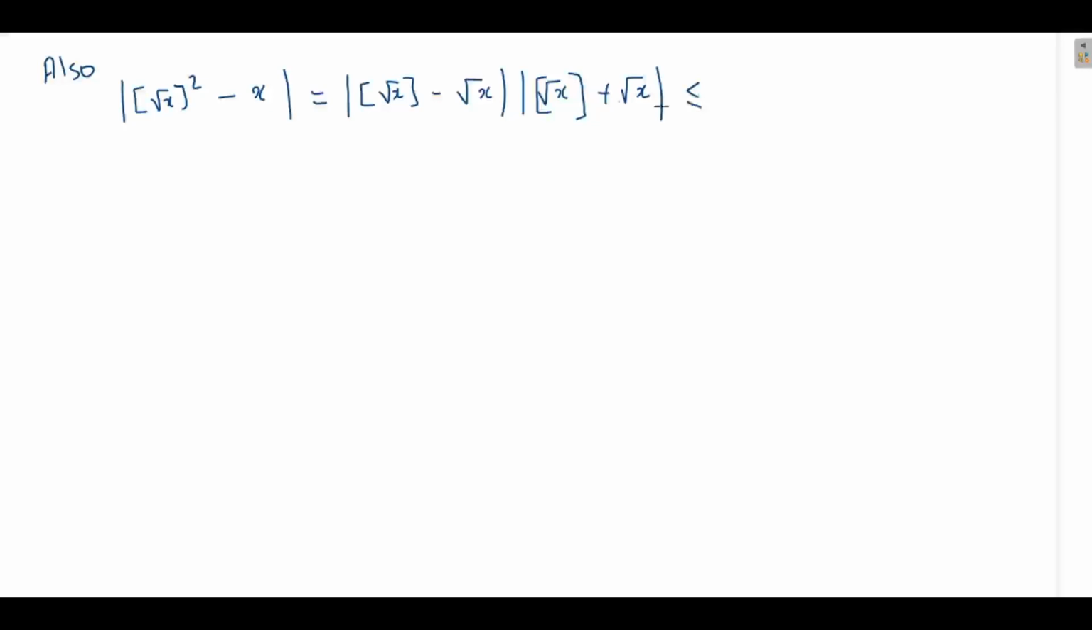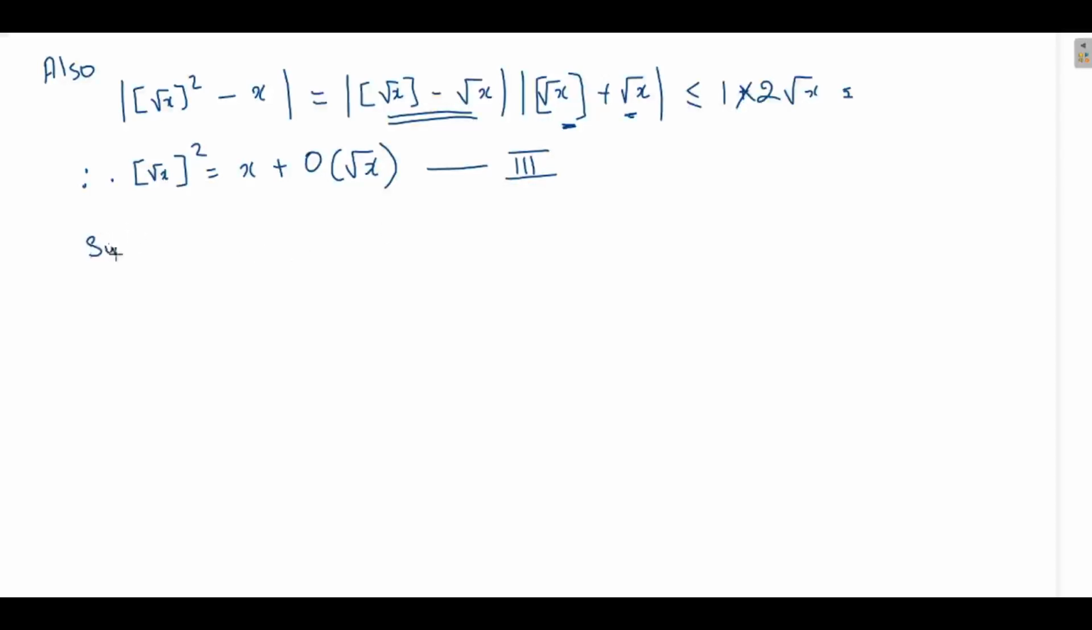Okay, and this will be less than or equal to, here you can see this term here will be less than 1. So this will be less than or equal to 1 plus twice square root of x, because each of these terms are less than square root of x. Okay, so this will be 1 times 2 times square root of x, which is, in fact, this tells us that greatest integer of square root of x, the whole square, will be x plus big O of square root of x. Okay, so we have this, let us call this as 3. Now you put 2 and 3, substitute 2 and 3 in 1.